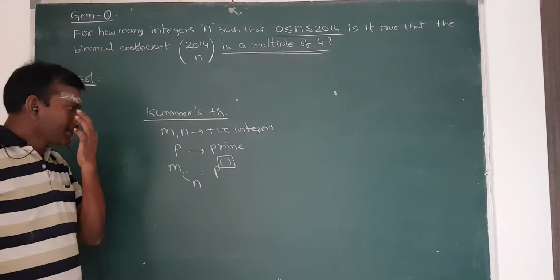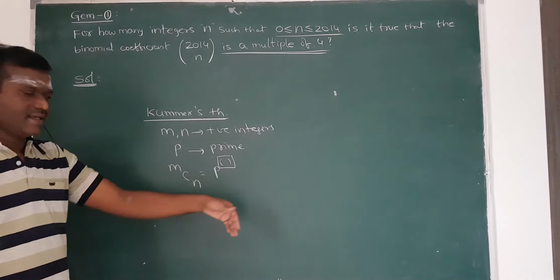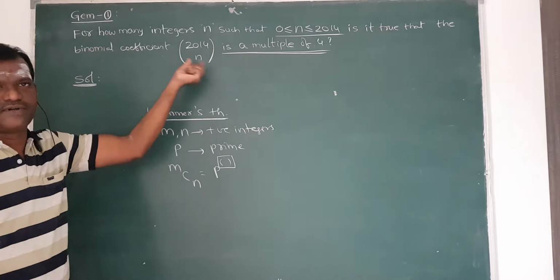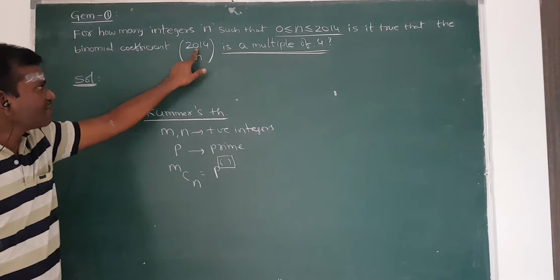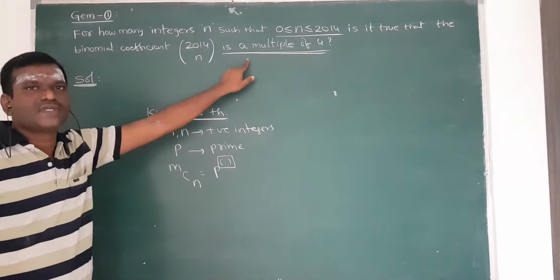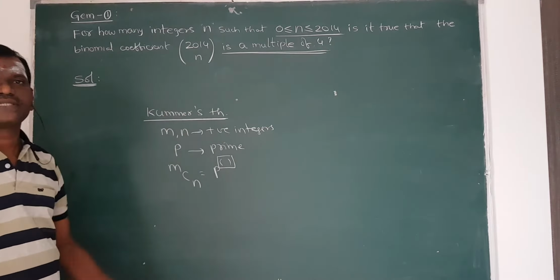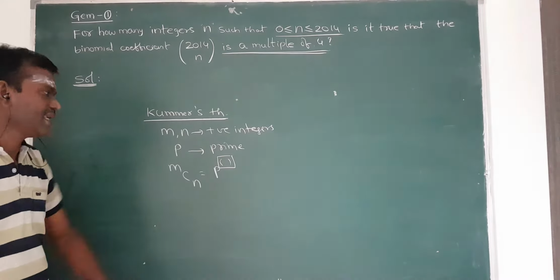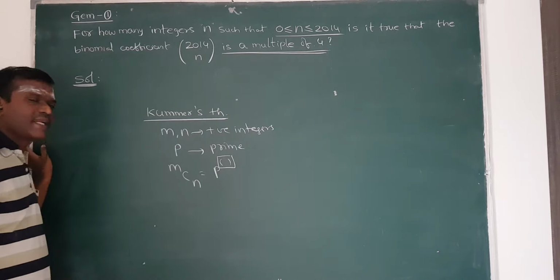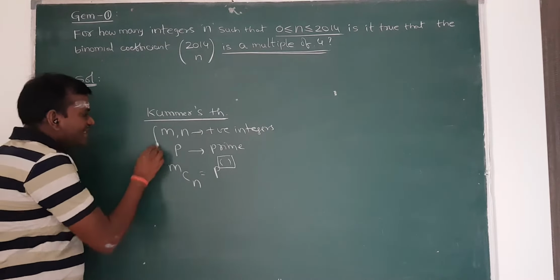Actually, in the IIT JEE part, we can directly apply the nCr formula, but to solve this type of problem, Kummer's theorem is very helpful. Why? Because here we have to find for how many values of n this is a multiple of 4. So you have to learn Kummer's theorem and its applications here. See how we can find the power of p in the binomial coefficient mCn. So I simplified this statement here.